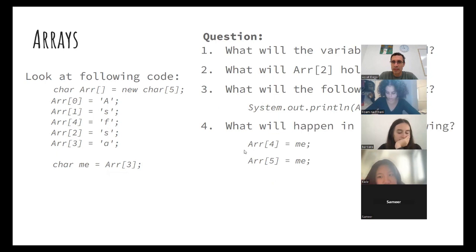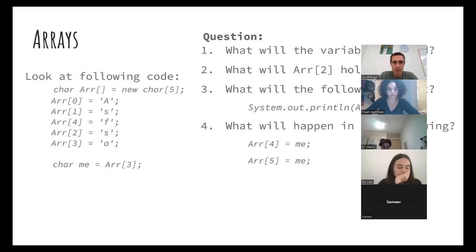Okay, so let's go step after step. Thank you, Noam. So first of all, the first line, arr[4] equals a. What will happen? It will equal a. So we're going to override what was there before. It was F, right? In index 4 there was F, so now we put a, so the F disappears, and now arr[4] holds a small a.